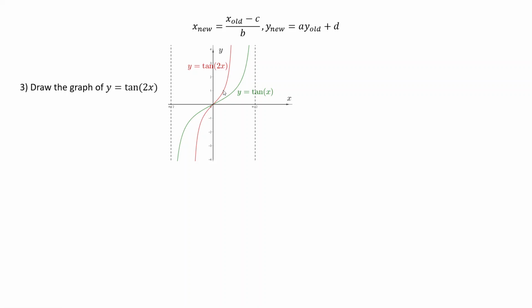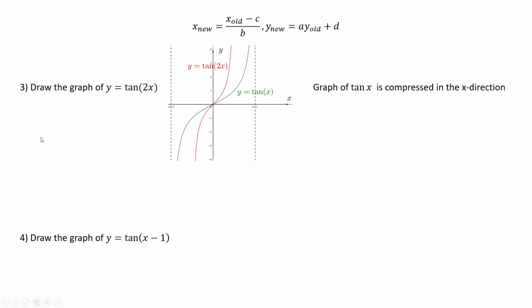That's the whole idea. So the old graph has been squished by a factor of two, so the new x value is half of the old value. The graph of tangent x is compressed in the x direction. Squished, compressed. All right, draw the graph of y equals tangent of x minus 1.